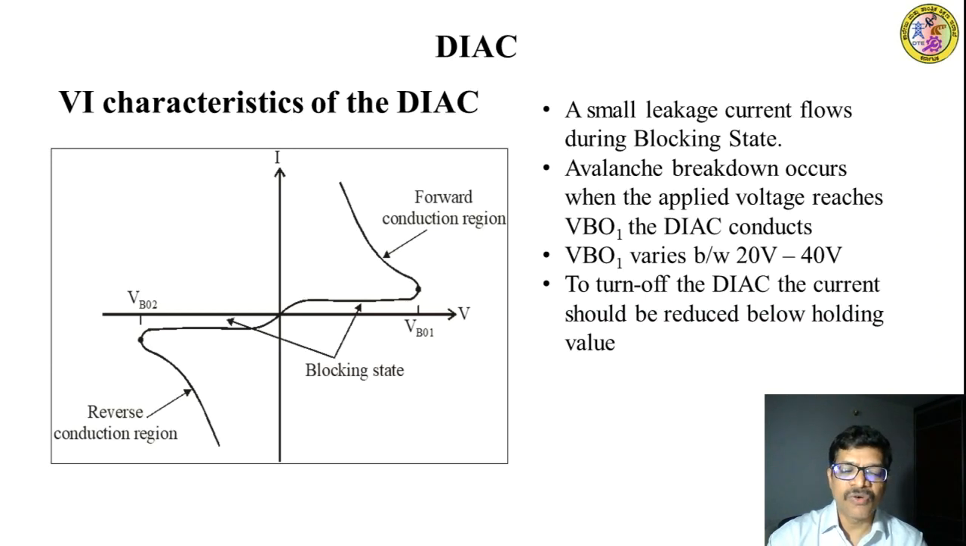The breakdown voltage of the DIAC usually varies between 20 to 40 volts. To turn off the device, the current should be reduced below the holding current value.